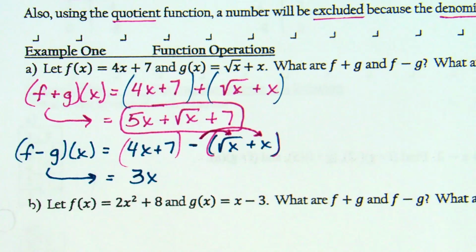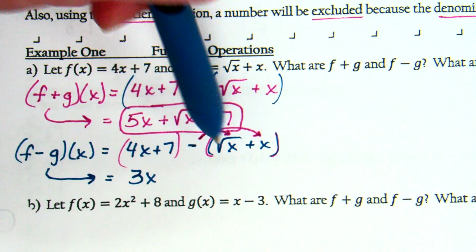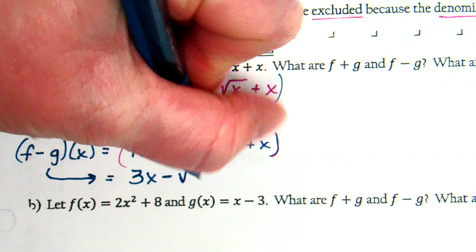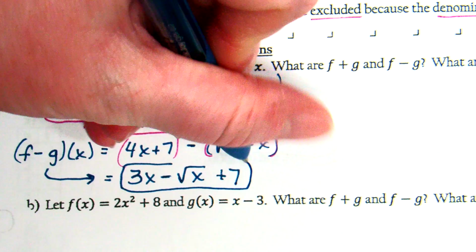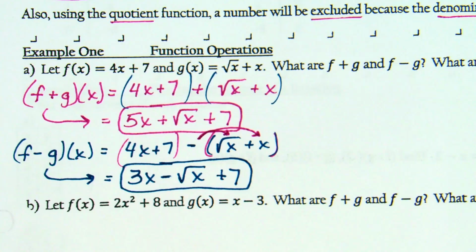Square root of x and 7 still don't have anything to go with each other, right? So they're going to carry down. What's the catch here, though? Even though there's no other square root of x, this square root of x is being subtracted from the first amount. So that means it's going to be minus square root of x. And what about the 7? It's still plus 7 because it's before the minus sign. So we have 3x minus square root of x plus 7. Are we okay with that part of it?